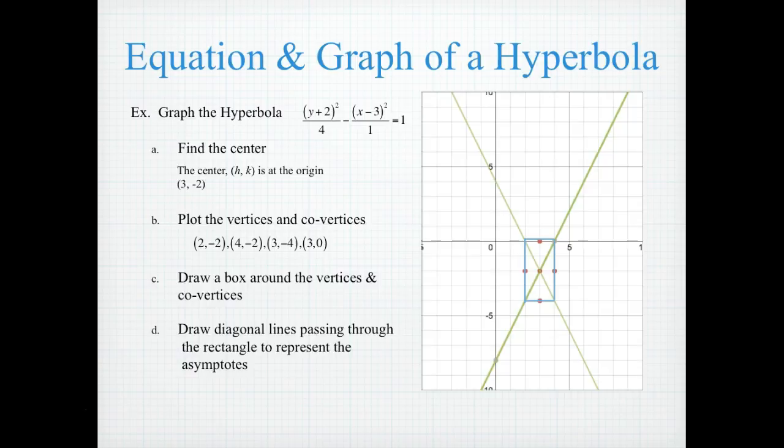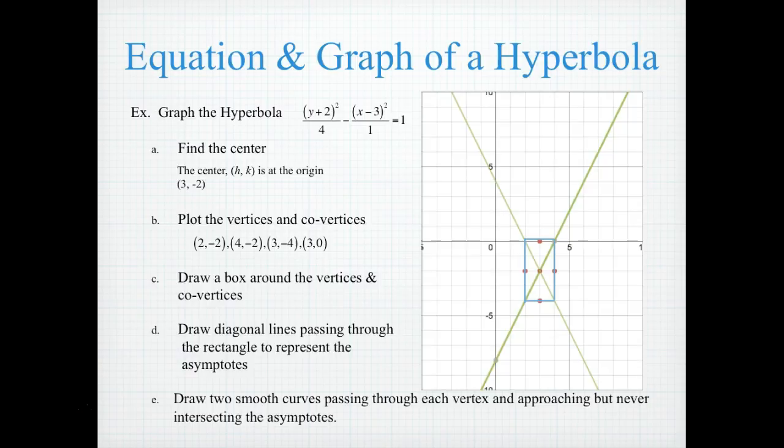So I'm going to draw a smooth curve passing through the vertices at 3, 0 and at 3, negative 4. Those are the vertices. And then the curve is going to approach but never quite intersect the asymptotes. And the red curve represents the hyperbola.